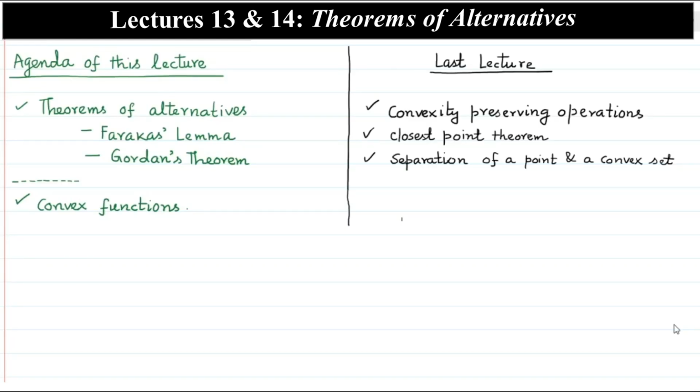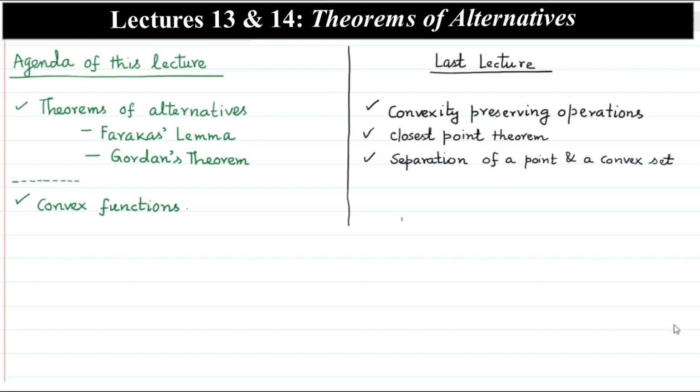In the last lecture, if we look back at our class notes, we were discussing convexity preserving operations. Among them, the Minkowski sum of a pair of convex sets is convex. The difference between a pair of convex sets is also convex. The Cartesian product of a pair of convex sets is convex. Then we discussed two operations: the affine image and the inverse affine image.